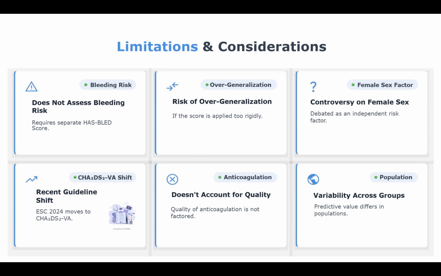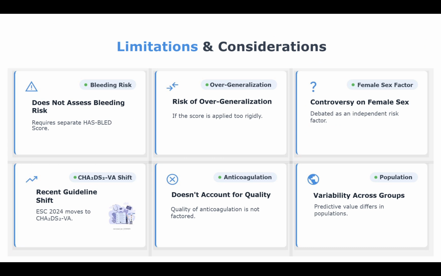The bleeding risk assessment must always be considered in conjunction with the stroke risk when making the critical decision to initiate or withhold anticoagulation. There is also significant risk of overgeneralization if the score is applied too rigidly without careful consideration of the individual patient's complete clinical picture. Every patient is unique, and clinical judgment remains absolutely paramount, serving as the ultimate guide beyond the numerical score.